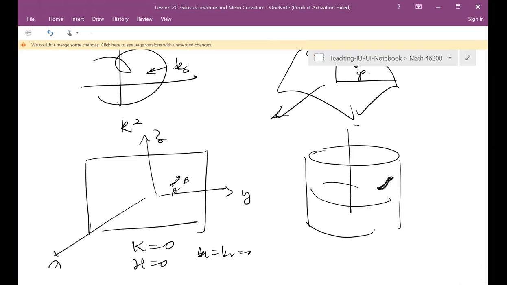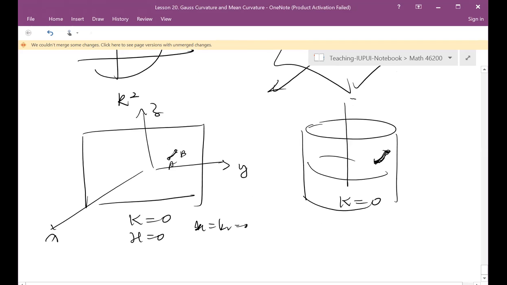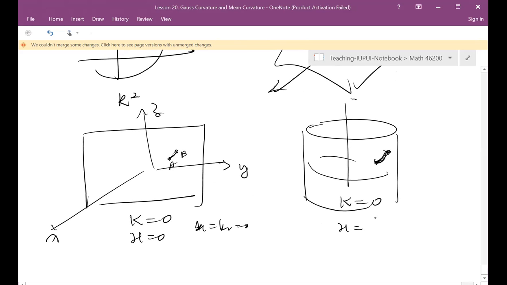Suppose this two-dimensional plane is gradually curved to make a cylinder. The ant probably cannot tell the difference. If we calculate, we find that the Gauss curvature remains unchanged. The mean curvature in this case, if the radius is r, I believe is 1/r.